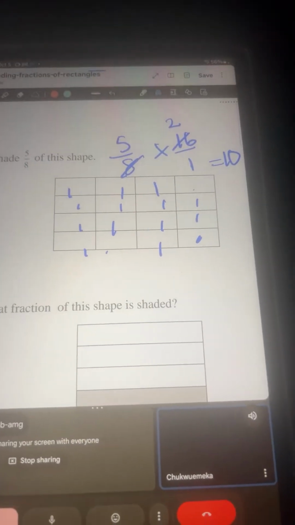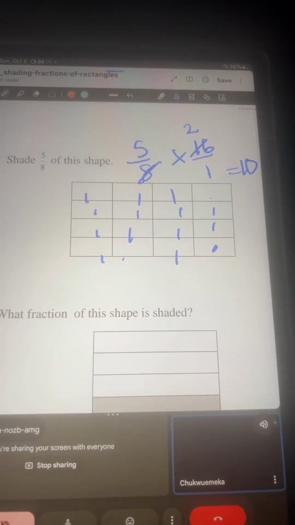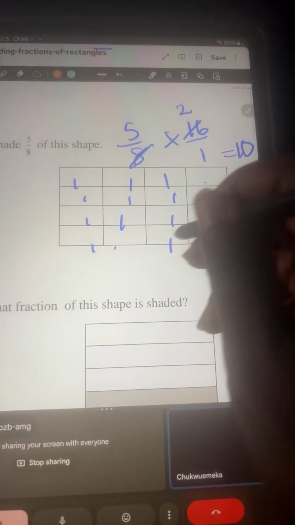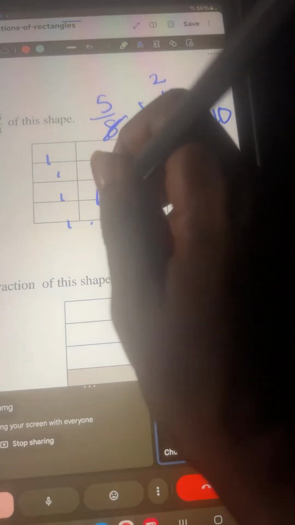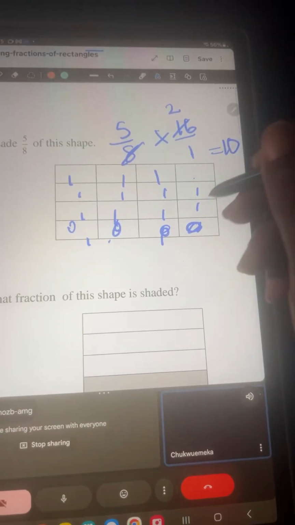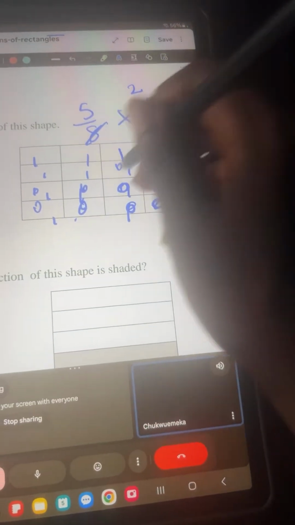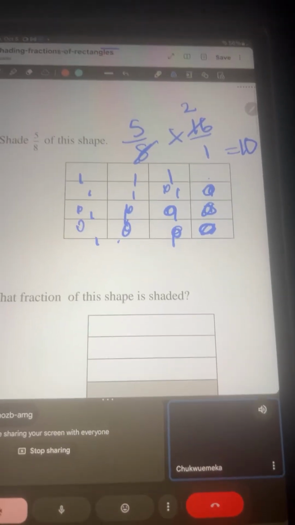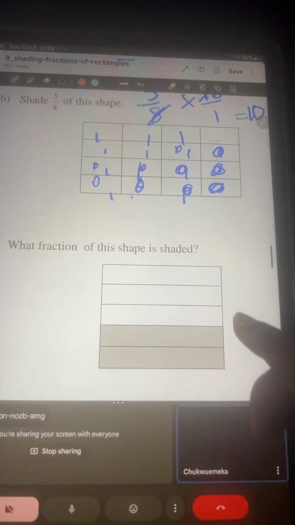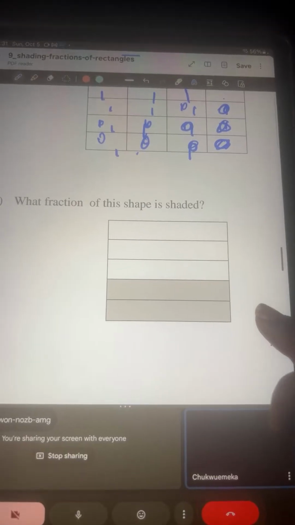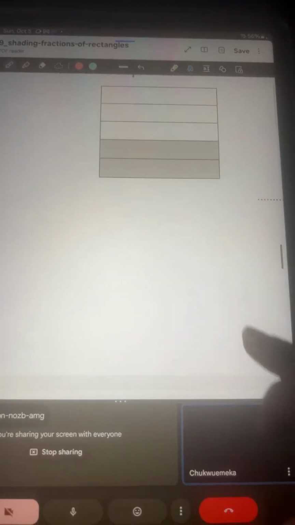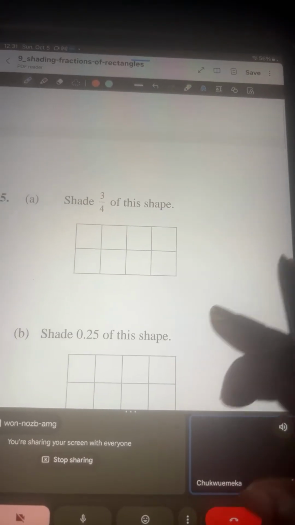This means that we are only allowed to shade 10 shapes. 1, 2, 3, 4, 5, 6, 7, 8, 9, and 10. You just have to shade 10 and leave the others. And that is just the best way to handle this question. So let me look for this one.